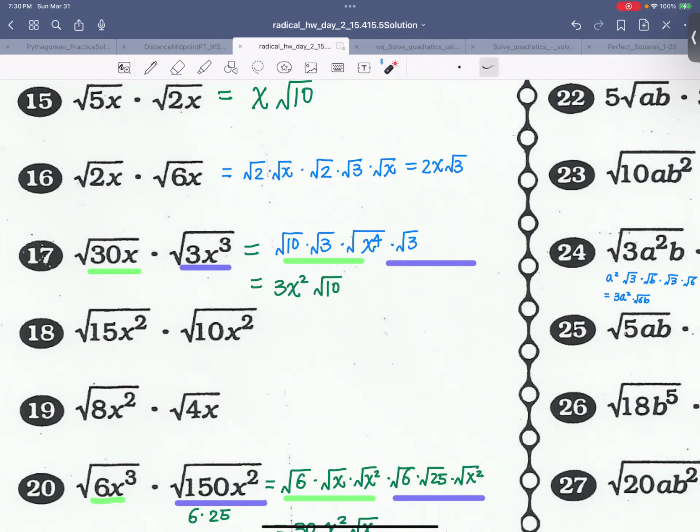15 is 5 by 3. 10 is 5 by 2. So the 5 can go out. You have x squared, you have x squared, and you have a square root. So x squared can go out.